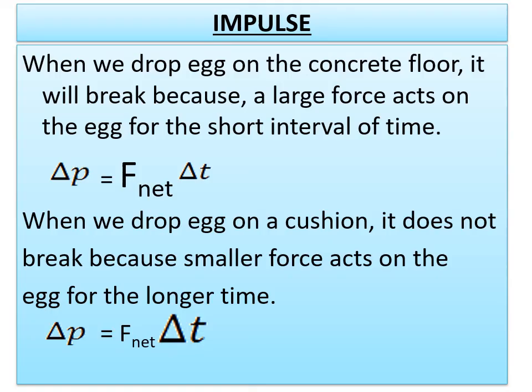When we drop an egg on the concrete floor, it will break because a large force acts on the egg for a short interval of time. I told you to remember the equation. So delta P is equal to F net into delta T. See, the representation of F net is bigger. When we drop the egg on a cushion, it does not break because a smaller force acts for a longer time. So here also the same equation, delta P is equal to F net into delta T. Here delta T is represented with a big one to indicate it is a longer time.